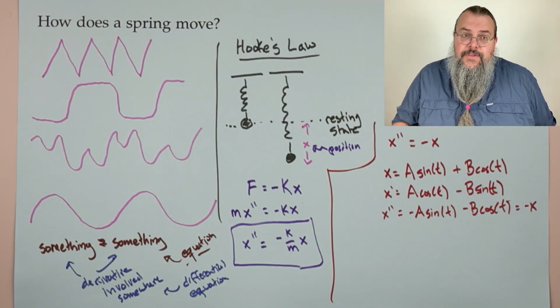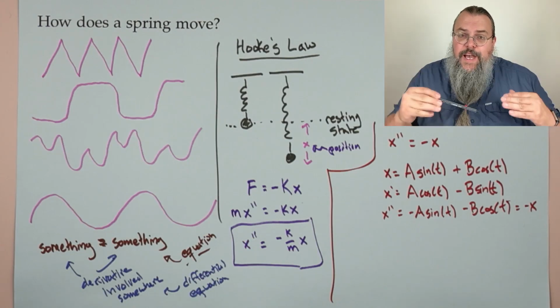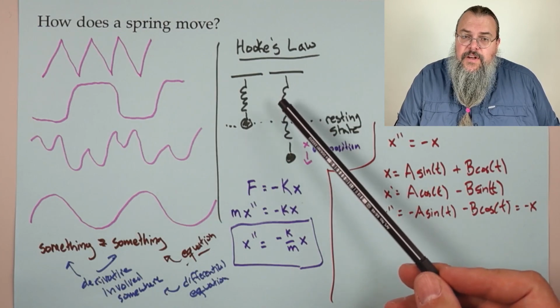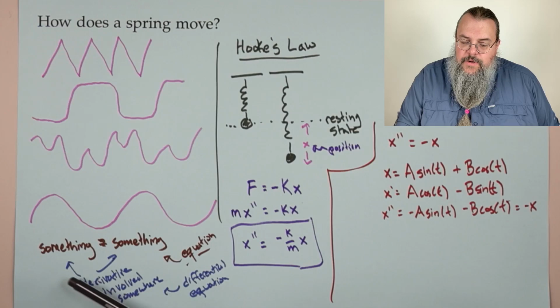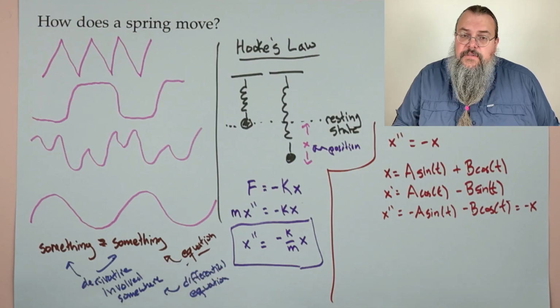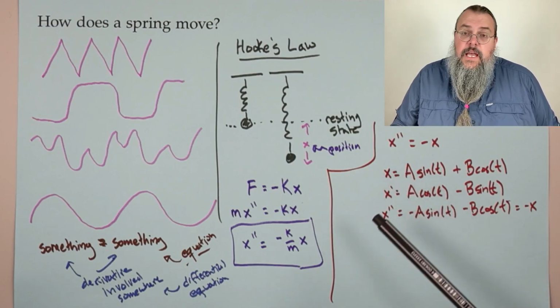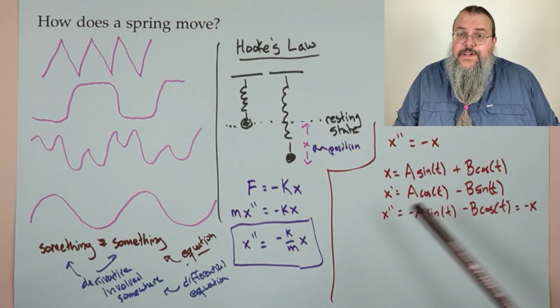We were able to answer how does the spring move, and what was the process? Let's just recap it. We said, okay, we start with some basic properties of springs, Hooke's law, turn that into a differential equation. Remember, that's where we have something equals something, where derivatives are involved. And then we said, all right, let's look at a special case and see if we can figure it out. And we saw, aha, sine and cosine.